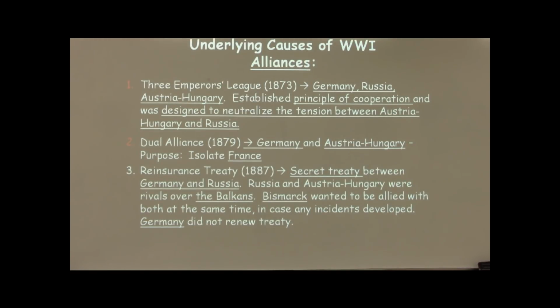Then we had the Reinsurance Treaty, a secret treaty between Germany and Russia. Russia and Austria-Hungary were rivals over the Balkans. Bismarck wanted to be allied with both at the same time in case any incidents developed. Germany did not renew this treaty.